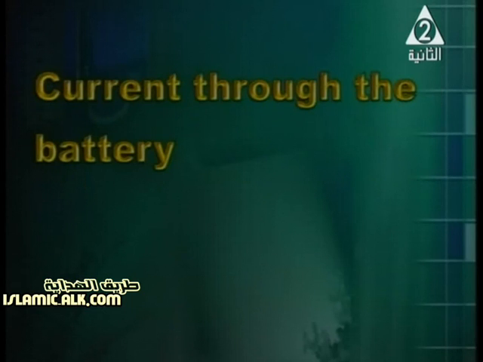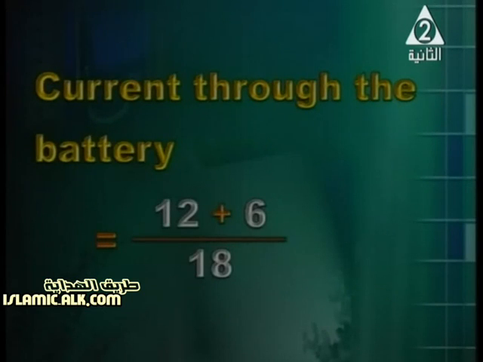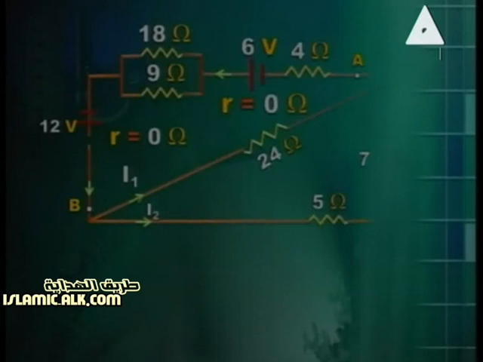Current through the battery. Your attention: the EMFs of the two cells are added together because they've got the same direction. 12 plus 6 over 18, 18 over 18, it is 1 ampere. So the total current is equal to 1 ampere.